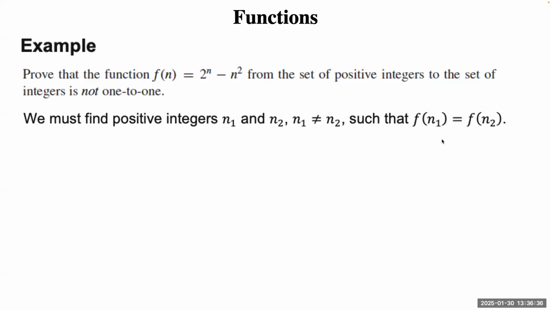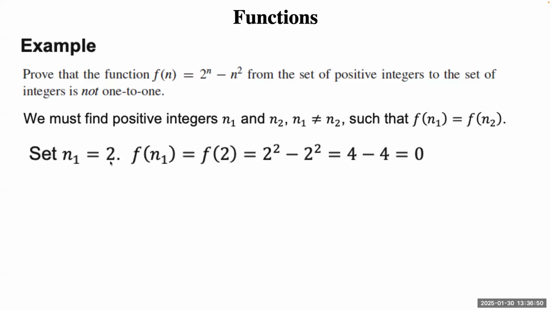So in other words, we're looking for a counterexample. Two integers that are different, but if I plug them in here, I get the same value. If I can do that, then I know it's not 1-to-1. So the first thing I'll do is I'll take n1 to be 2.